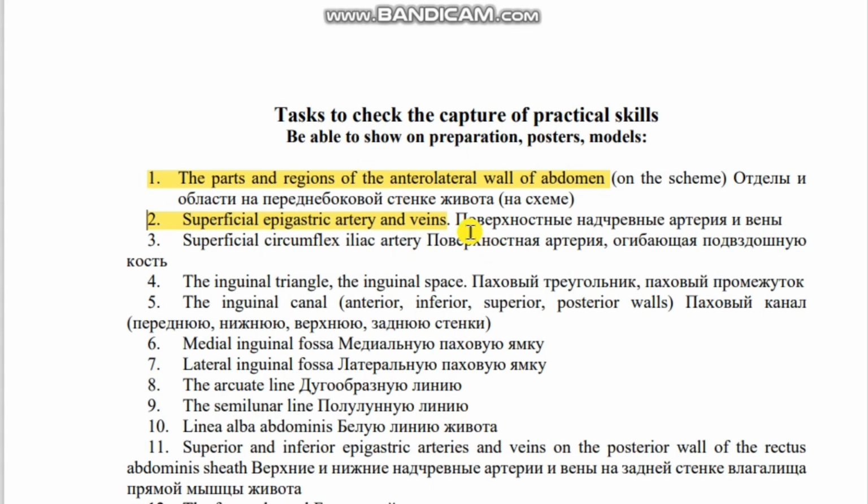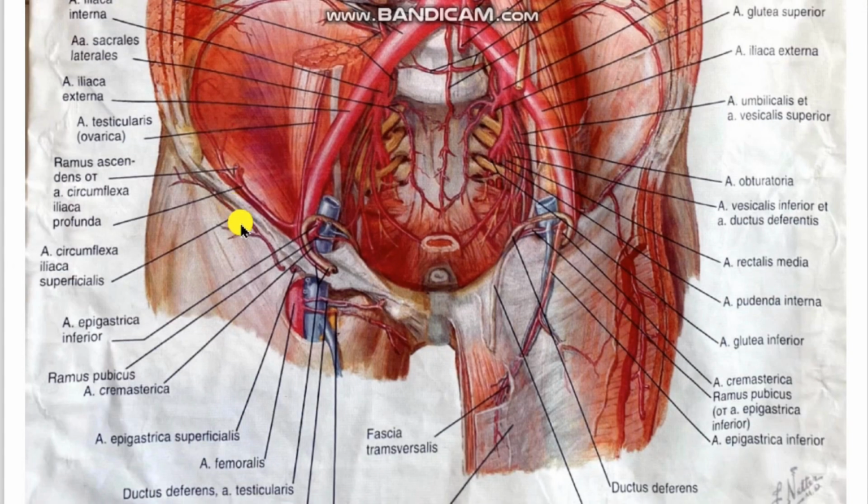So let's see this question. Here we have the superficial epigastric artery. We have to show this one. See, superficial, it's the Latin name here, arteria epigastrica superficialis. You can see it's very small, and beside this is the vein, the superficial epigastric vein.